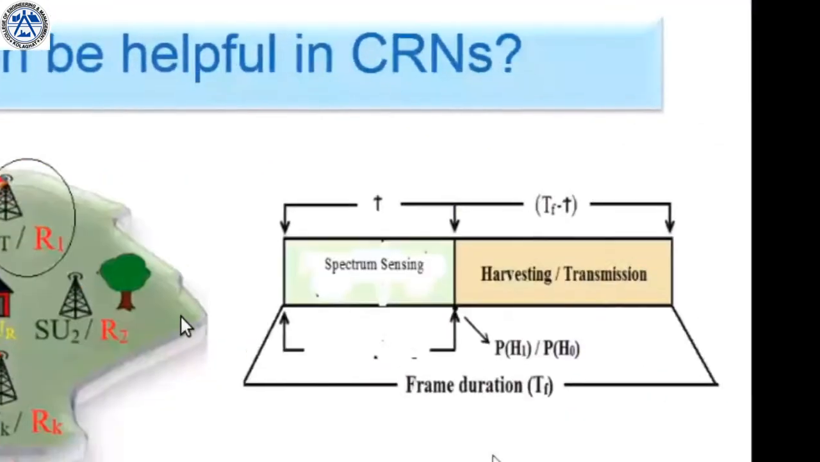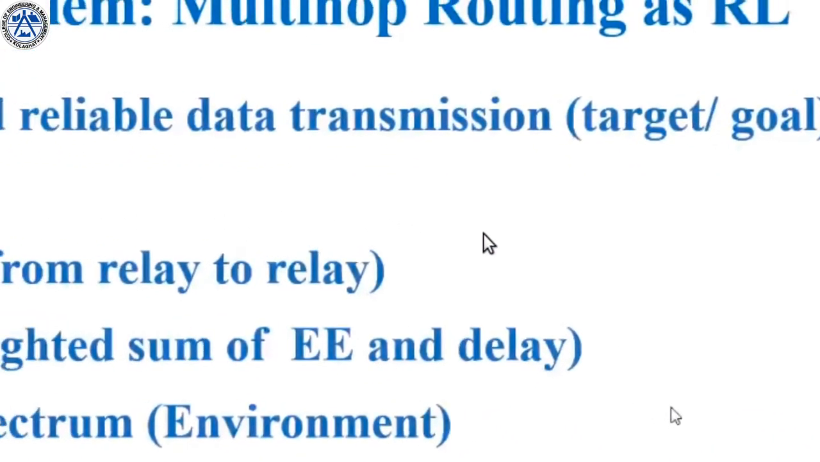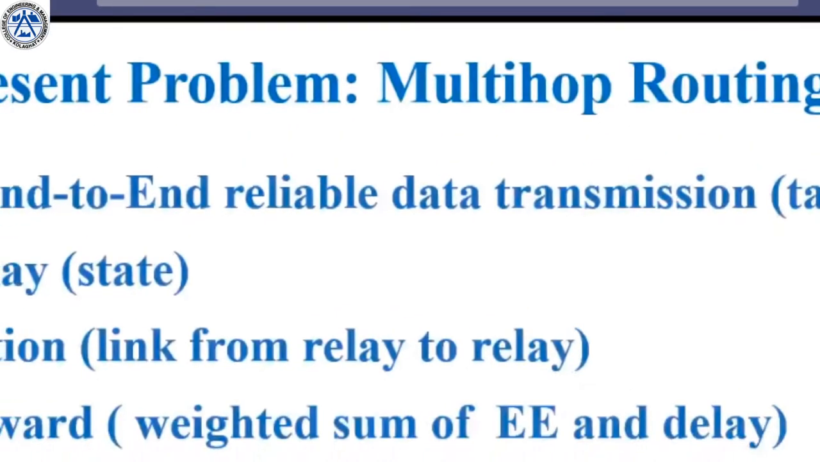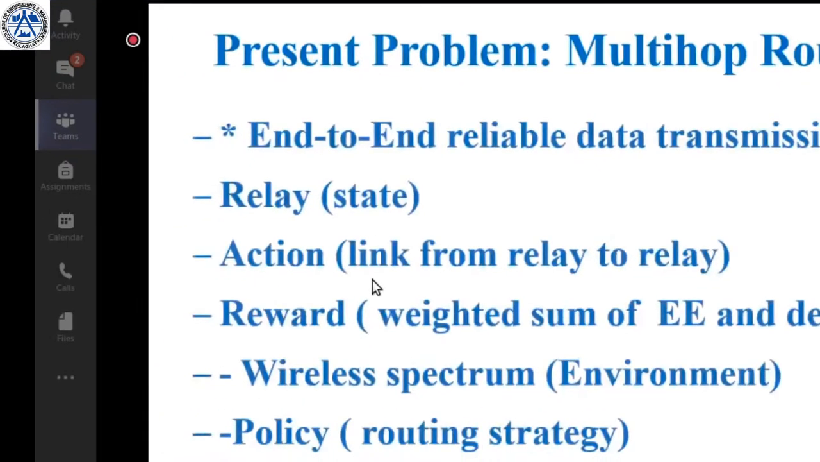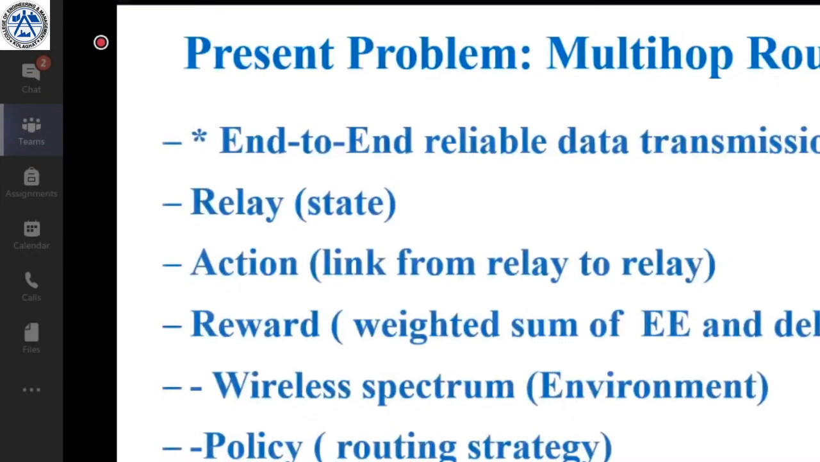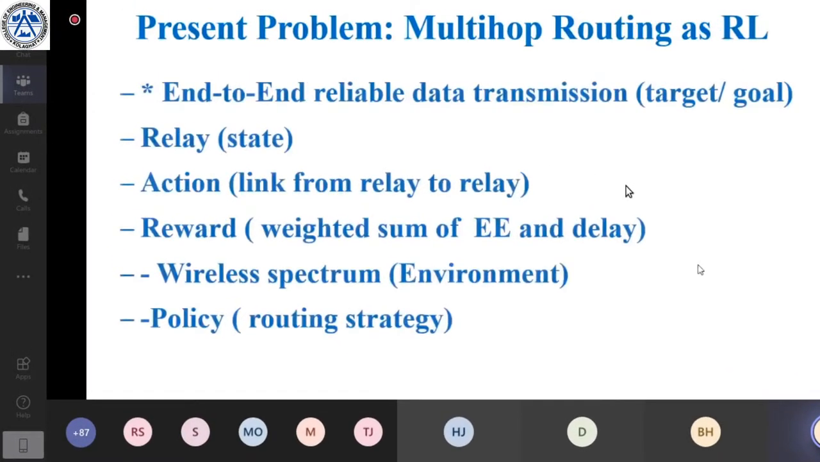If we consider this problem as a multi-hop routing problem, as an RL problem, we will have end-to-end relay. Since it is relay-based communication, we'll be looking for some form of reliable data transmission, meaning outage will not be there. Relay corresponds to one state. Action is the link from relay to relay, the movement from one relay to another relay. Reward is the weighted sum of energy efficiency and delay, and the spectrum is the environment. Policy is the routing strategy such that end-to-end reliable data transmission is achieved, and through reward maximization, the weighted sum of energy efficiency and delay is optimized.